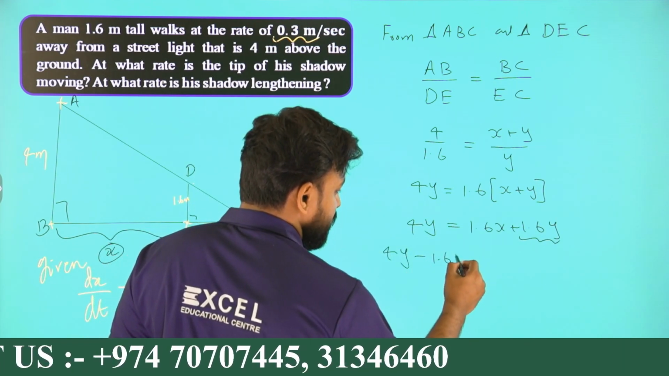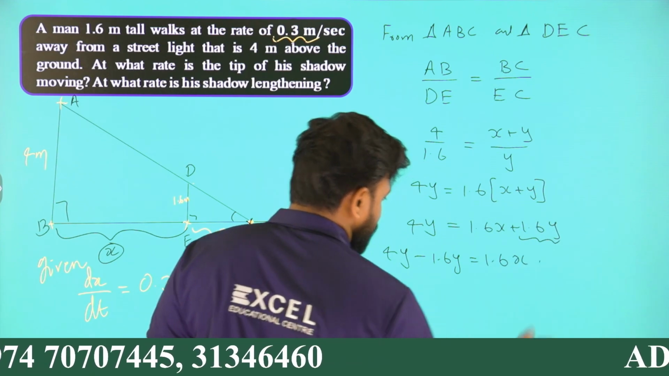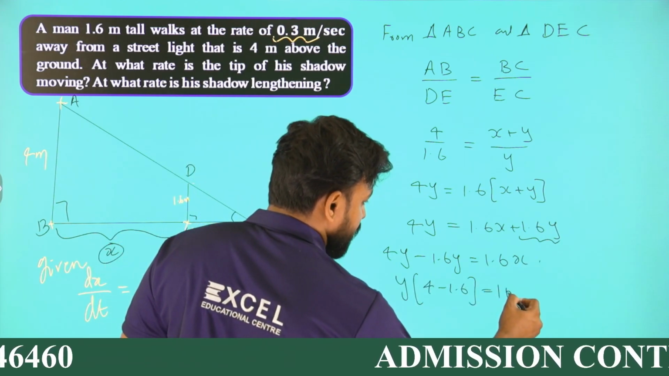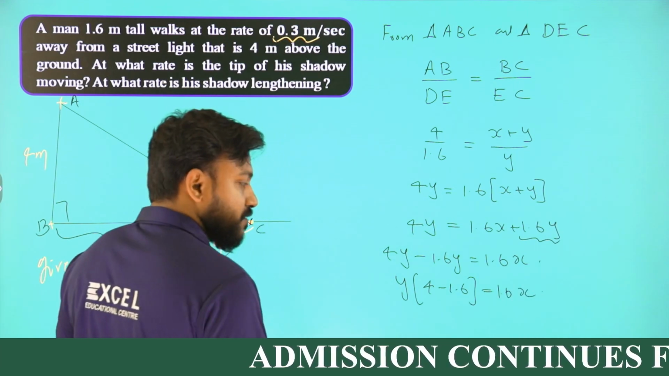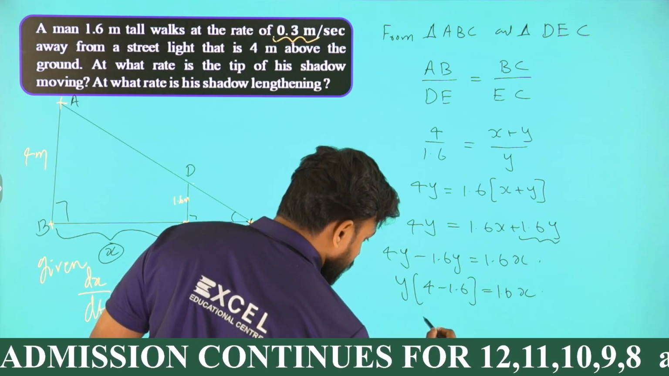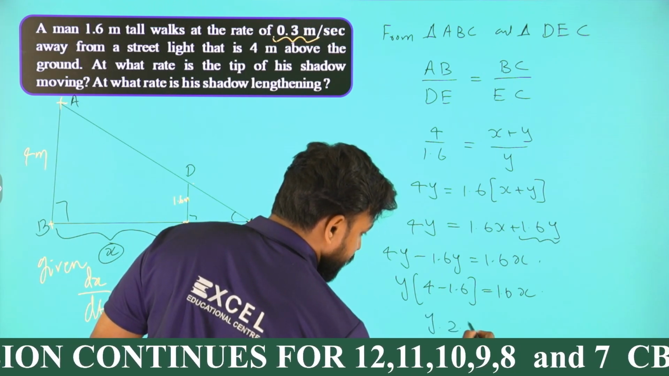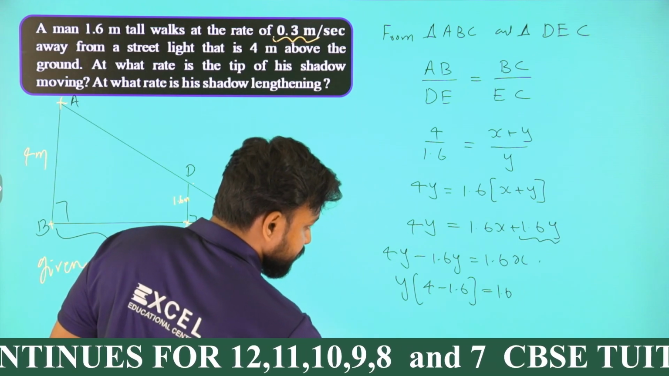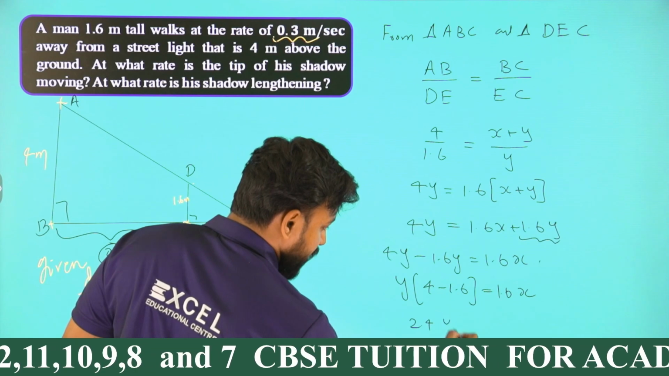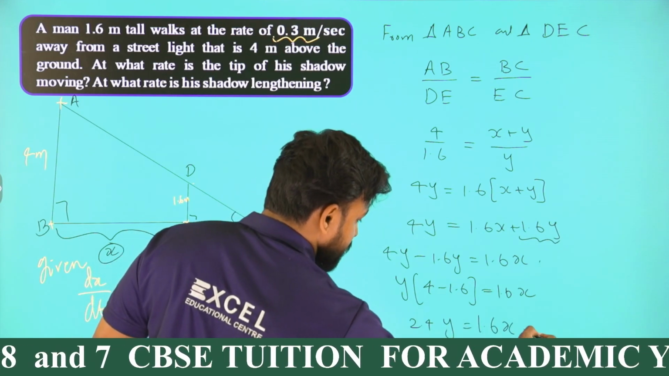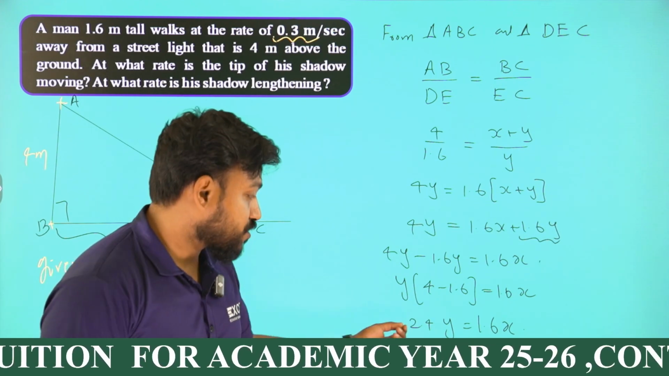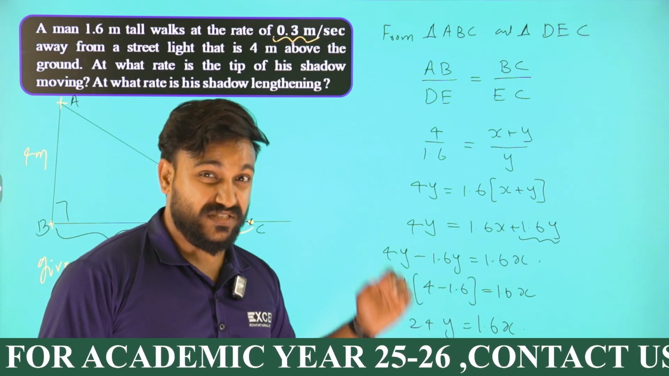4Y minus 1.6 times Y is equal to 1.6X. I'm taking the Y out. So 4 minus 1.6 is equal to 1.6 times X. Ready? So 4 minus 1.6, you will get 2.4 times Y is equal to 1.6 times X. So you got a relation between Y and X. All good? So 2.4 times Y is equal to 1.6 times X.